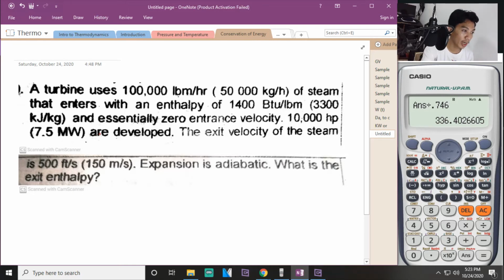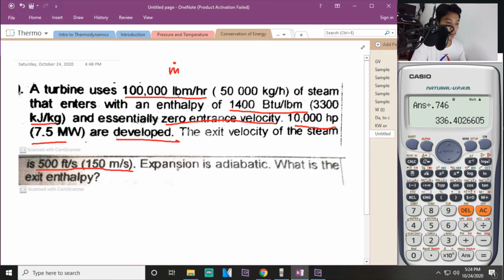Problem number 4: a turbine uses 100,000 pounds per hour, so mass flow na naman, of steam that enters with an enthalpy of 1,400 BTU per pound or 3,300 kilojoule per kilogram, and essentially zero entrance velocity. Ay, wala kang velocity 1. So, 10,000 HP daw yung developed or 7.5 megawatts. The exit velocity of the steam is 500 feet per second or 150 meter per second.